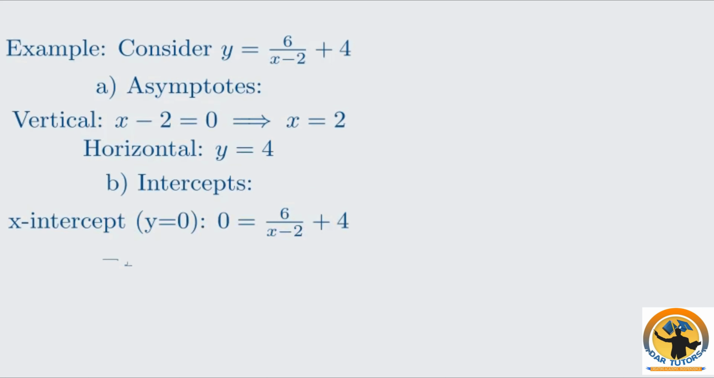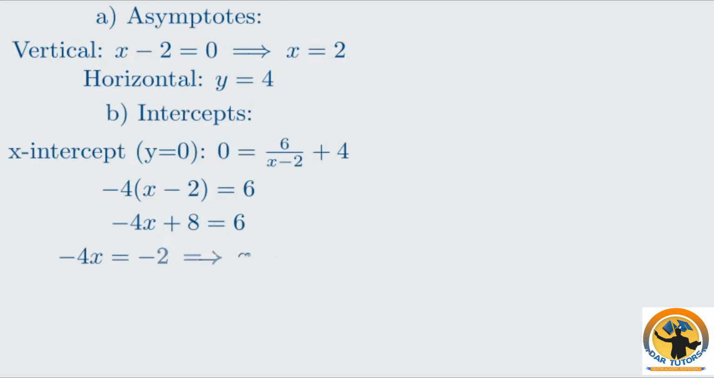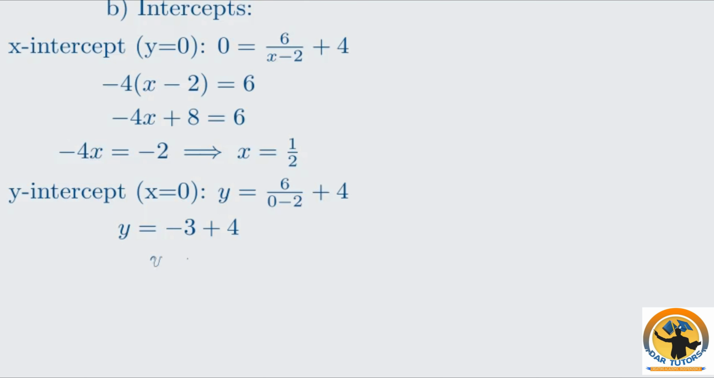Next, the intercepts. To find the x-intercept, we set y equal to 0. This gives 0 equals 6 over x minus 2 plus 4. Subtracting 4 and multiplying by x minus 2 gives negative 4x plus 8 equals 6. Solving for x gives x equals 1/2. To find the y-intercept, we set x equal to 0. This gives y equals 6 over negative 2 plus 4. This is negative 3 plus 4, which equals 1.